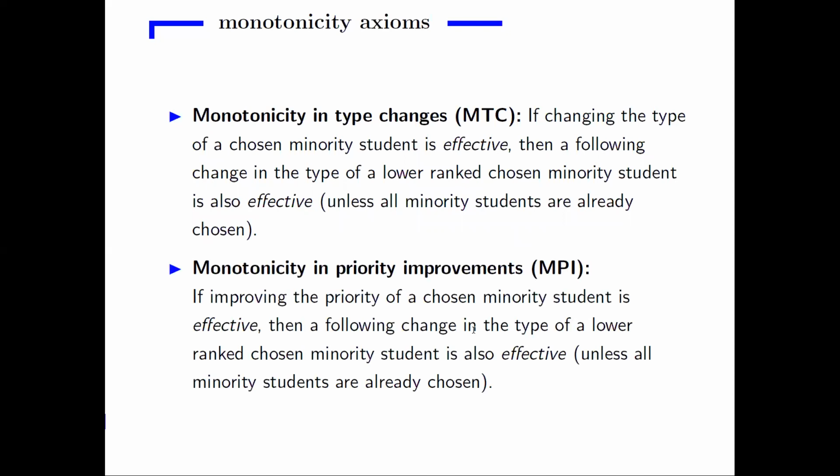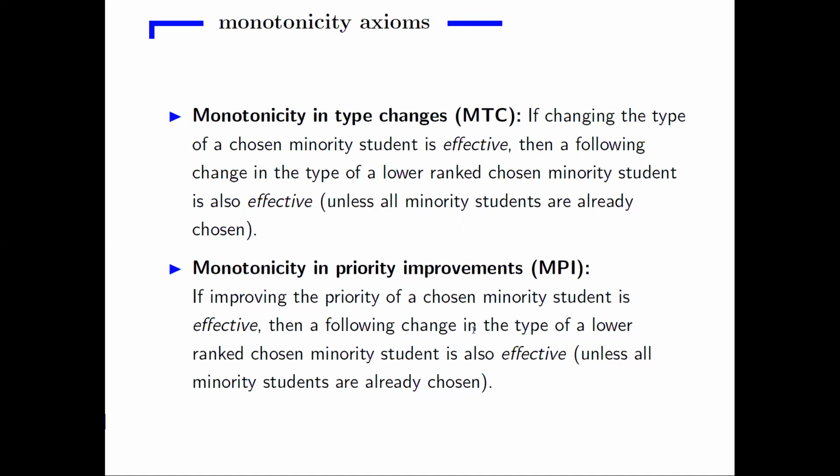Similarly, monotonicity in priority improvements require that if improving the priority of a chosen minority is effective, then a following change in the type of a lower ranked chosen minority should also be effective. This time I'm not changing his type, but I'm moving him to the top. I'm moving him up and changing the type of a minority student who is lower ranked. Okay, this should also be effective.